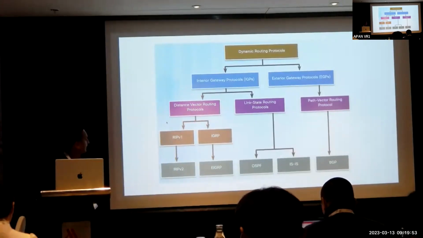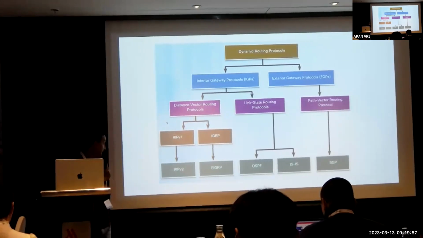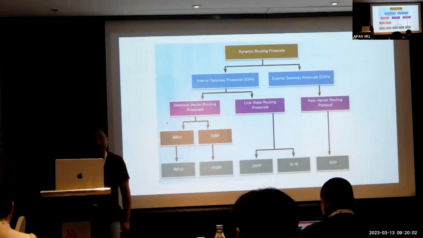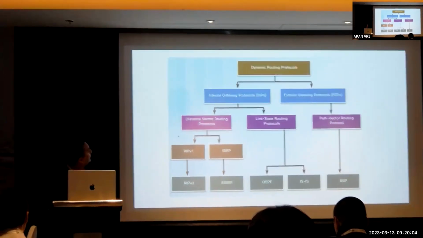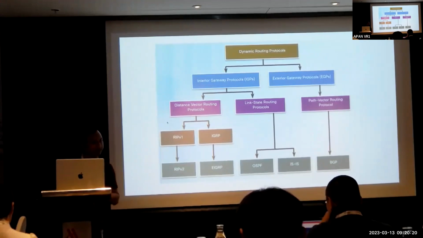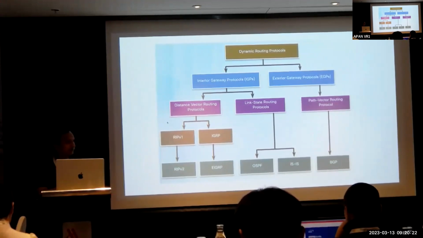OSPF and ISIS are basically doing link state routing, and RIP and EIGRP do distance vector routing. Another thing is the exterior gateway protocol, which does routing outside of the network and uses the path vector protocol. Right. So basically BGP works on the path. We'll talk more about how the path looks and how the route entry in the BGP table would look.